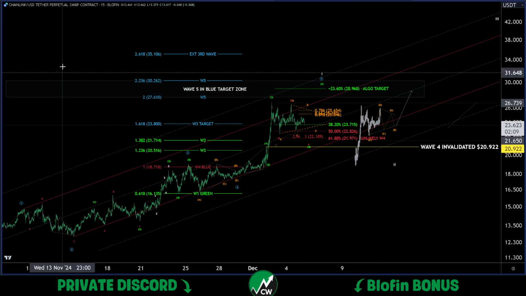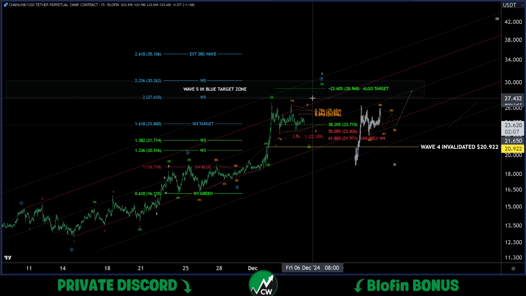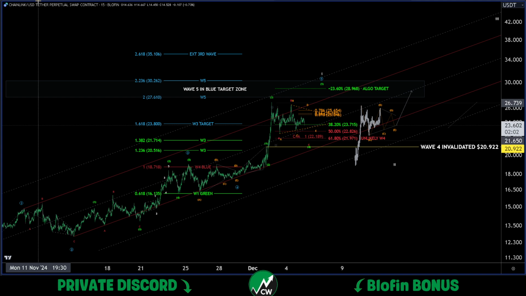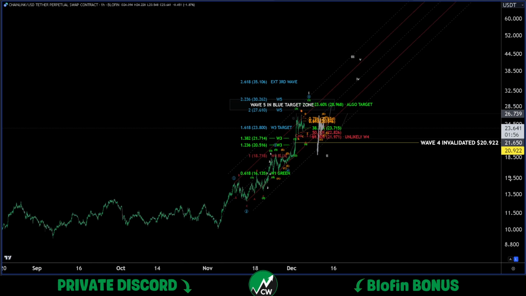That's got to eat up some time, but you can see we're respecting our pitchfork very nicely. So everything is lining up for one more move to the upside before a correction of the larger degree. So we'll see.